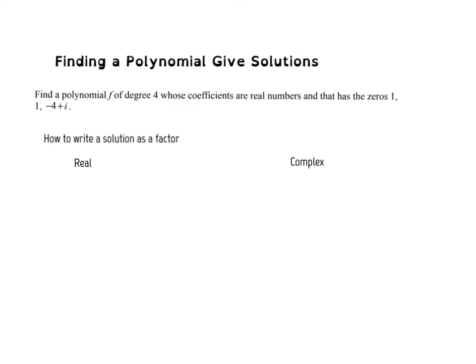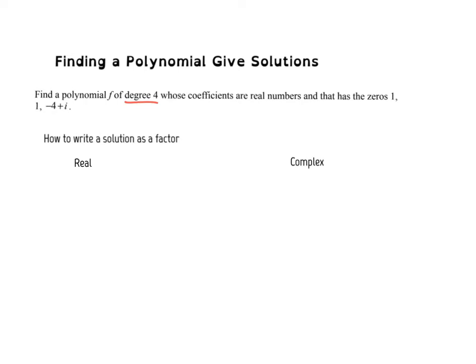So in this particular problem, we want to find a polynomial f of degree 4 whose coefficients are real numbers and that has zeros 1, 1, and negative 4 plus i. Well, remember, because it's of degree 4, that means we should have 4 solutions. And in this problem, they've given us zeros 1, 1, so that's a multiplicity of 2 for 1. And then we had negative 4 plus i. So that's only 3 solutions I'm looking at.